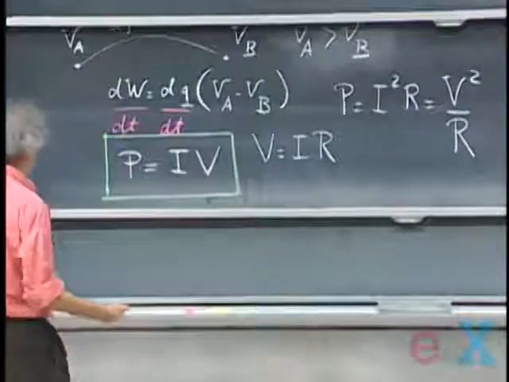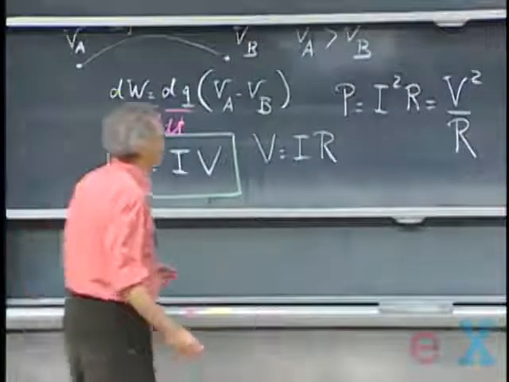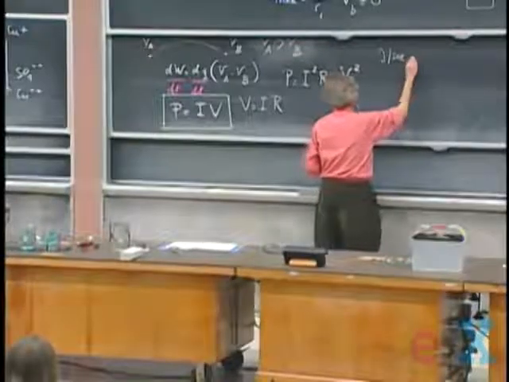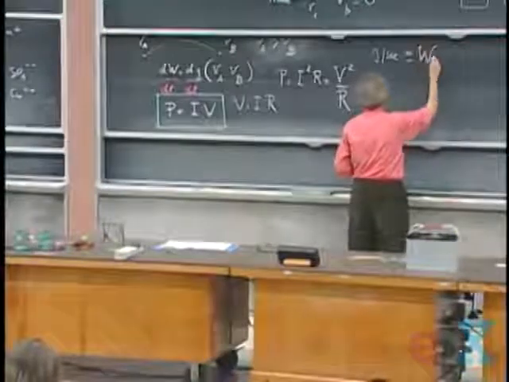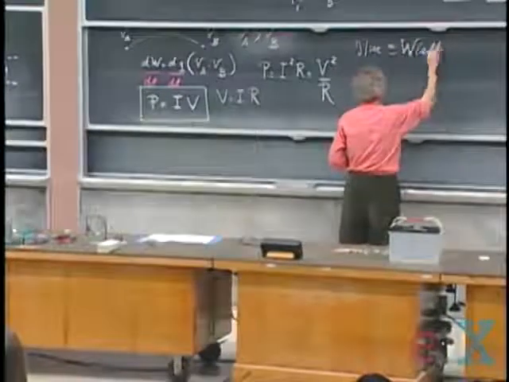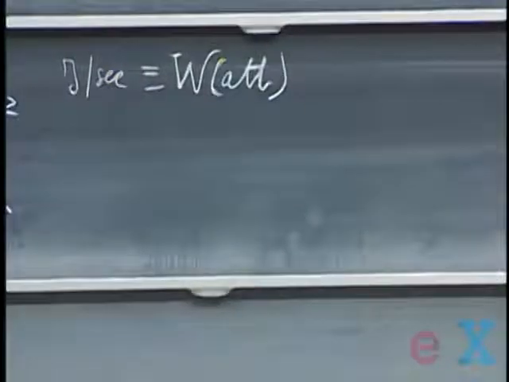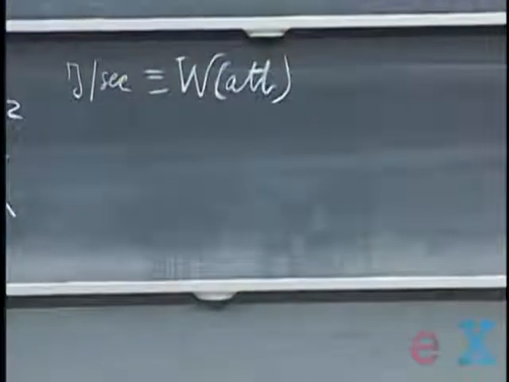Power is joules per second, but we write for that watts, just a capital W, but it's named after the physicist Watt. So we always express the power in terms of watts.